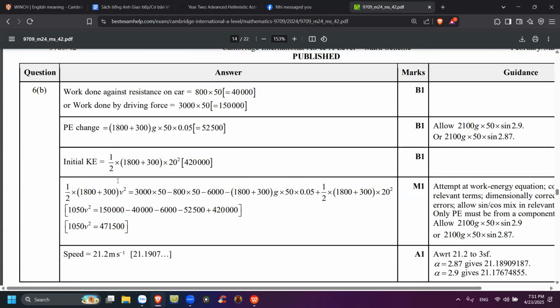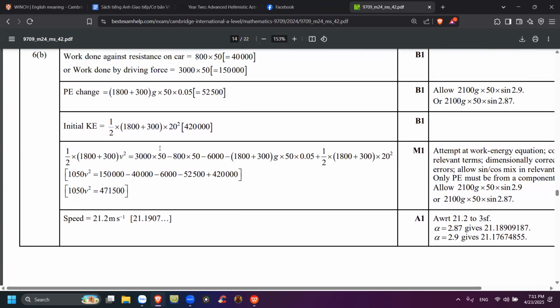And the initial KE is half mv squared. Okay, 420,000. And this one is the final KE, half mv squared, and equals what is this? What is this? Oh my god, what is this? In general, the change in kinetic energy plus potential energy should equal the work done, the change in kinetic plus potential energy.